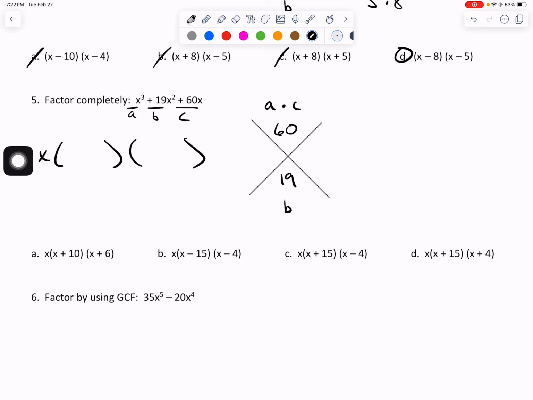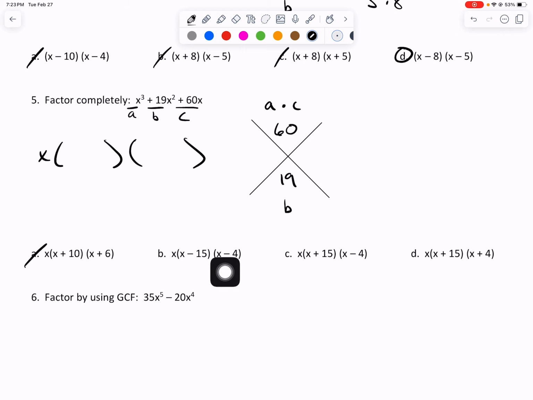Guys, use test-taking strategies. When it comes down to the SAT, you want to move fast and do the best you can to set yourself up for the greatest success. So let's take a look. We know that 10 times 6 will give us 60, but 10 plus 6 gives us 16 and not 19. Get rid of answer choice A. Negative 15 and negative 4.